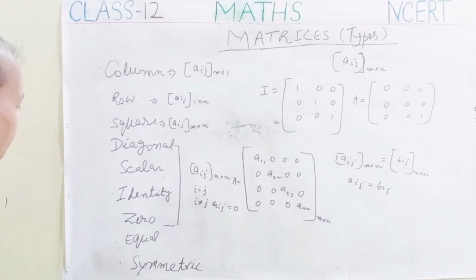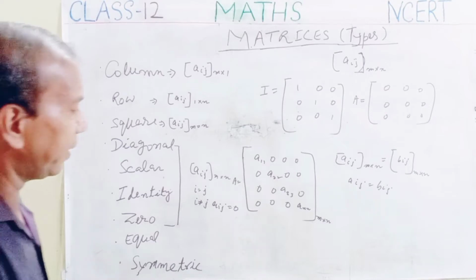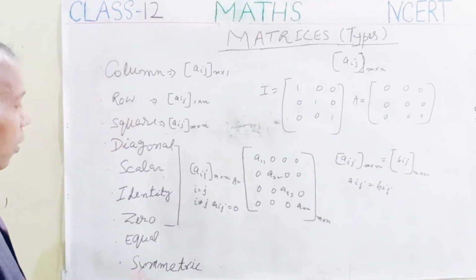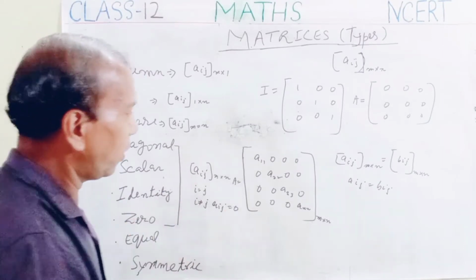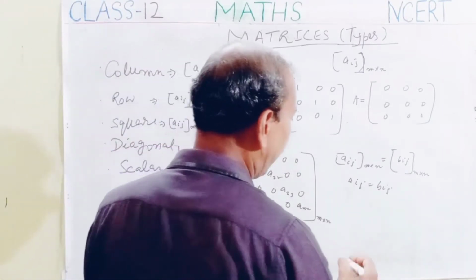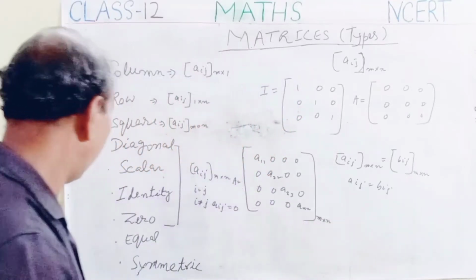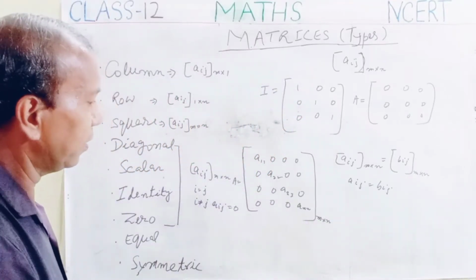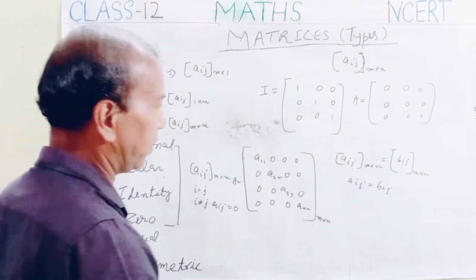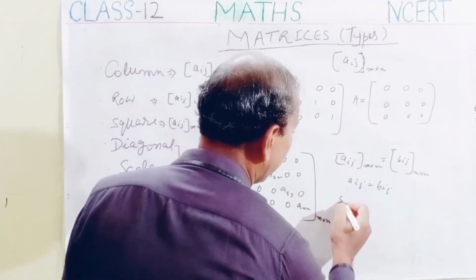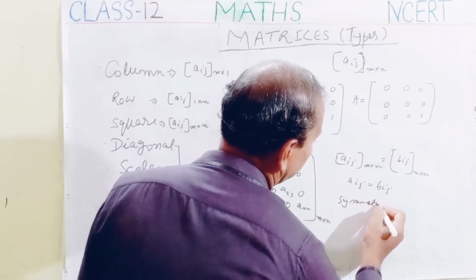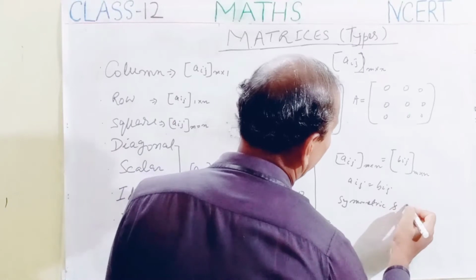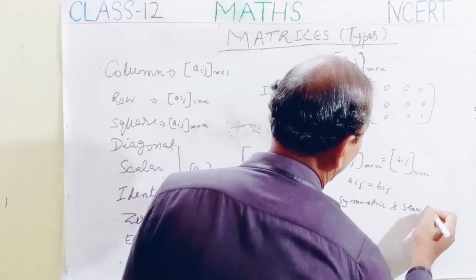Now come to the symmetric matrix. So symmetric and skew symmetric matrix. If any matrix is given and you find the transpose of that one, and you find that the values are equal, then that is your symmetric matrix. Then the skew symmetric matrix.